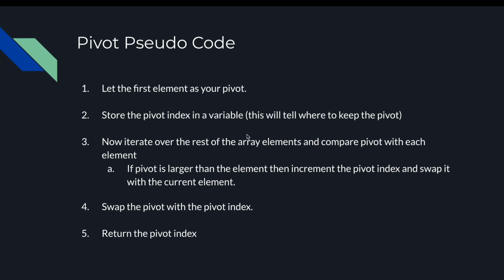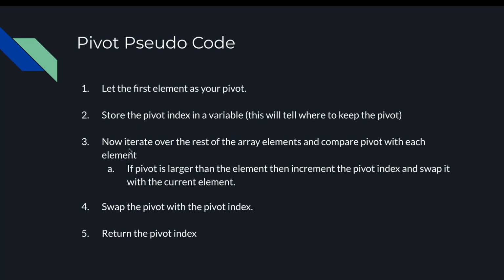Alright, so the first step is to let the first element be your pivot, and then store the pivot index in a variable. Now this pivot index, after completing all the iterations, will tell us where we need to put our pivot point so that we have all the smaller elements on the left hand side and larger elements on the right hand side. So keep that in mind.